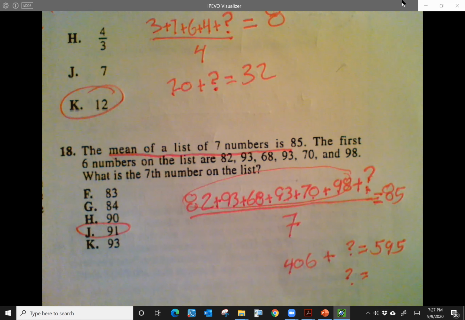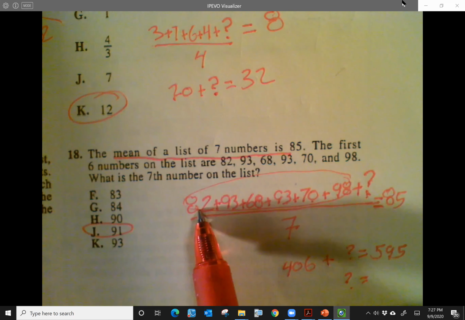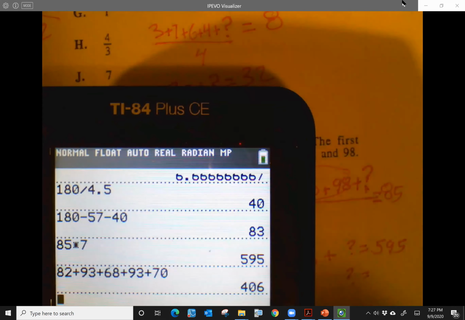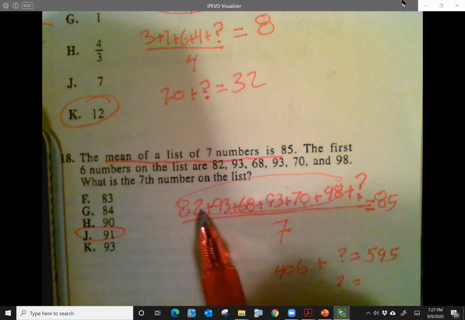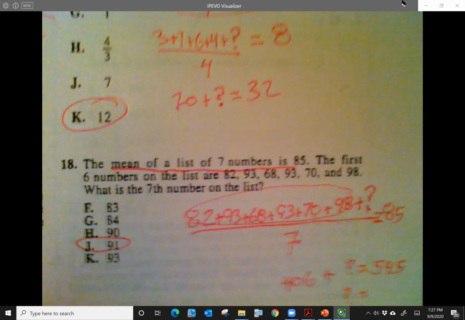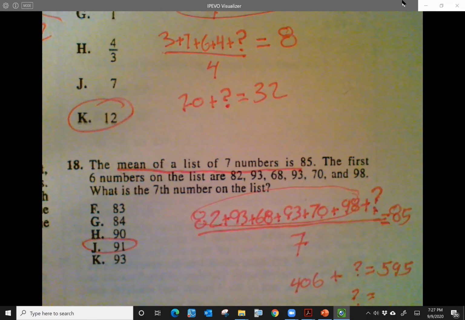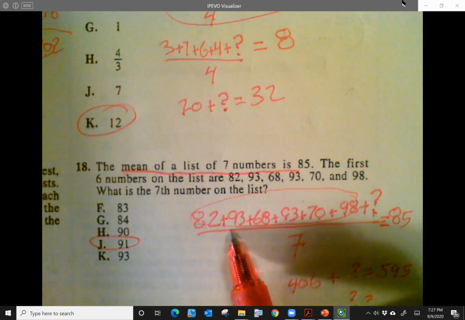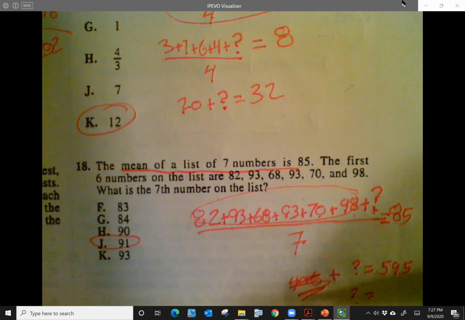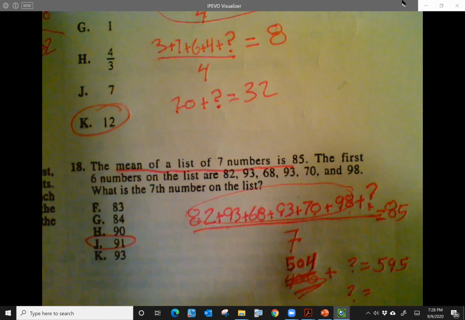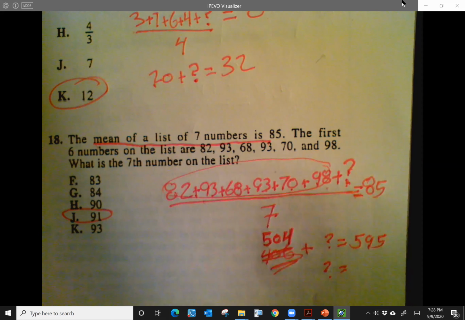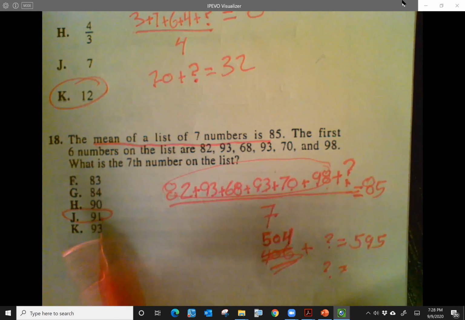How'd you get 406 again? Oh, well, these numbers, I added them up. 82. Here, I just used my calculator and added up the numbers on the top. That's what I did. I think you should have got, wait, I missed a 98, didn't I? Should be, yeah, it's 504. Doggone it. Well, I'm glad someone can do this stuff, because clearly this guy is having trouble. But you know what? The answer is still 91. So two wrongs did make a right. Kind of nice. All right.